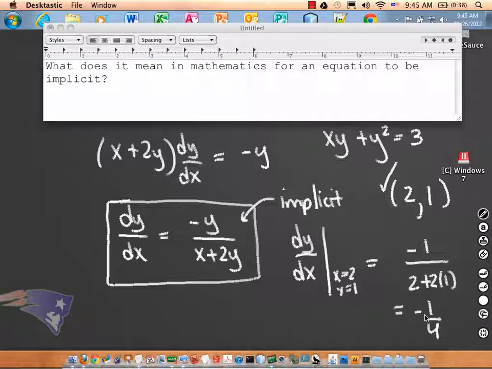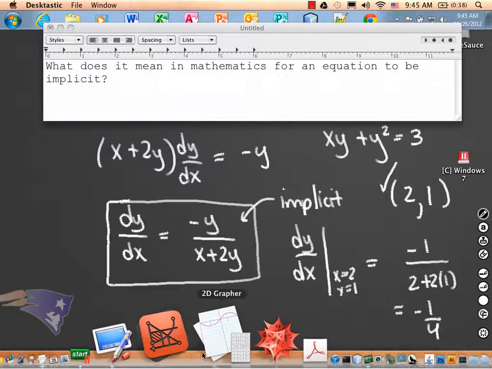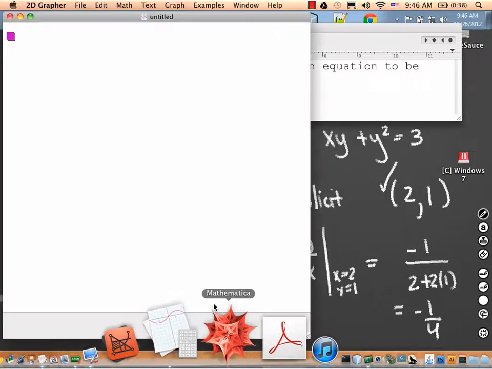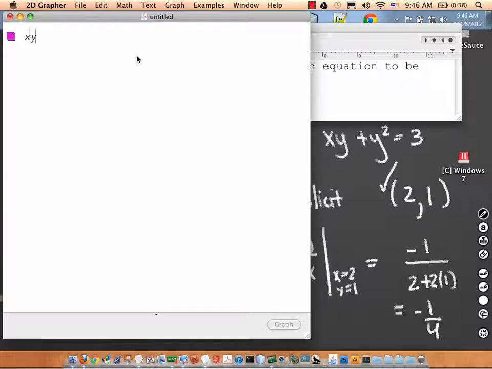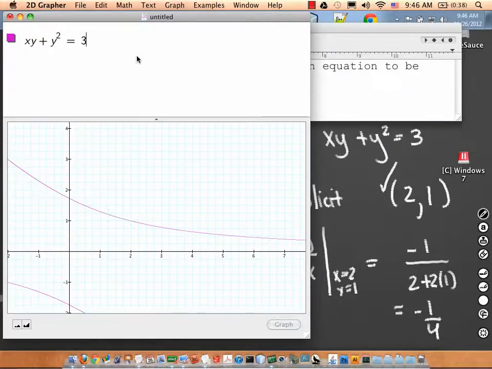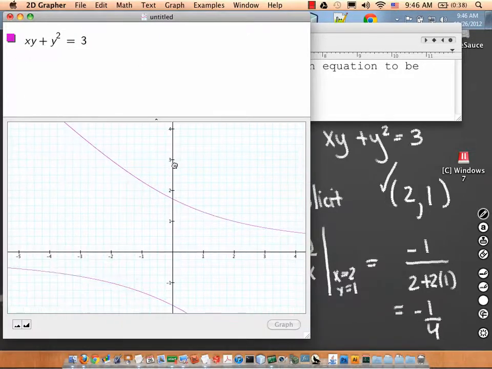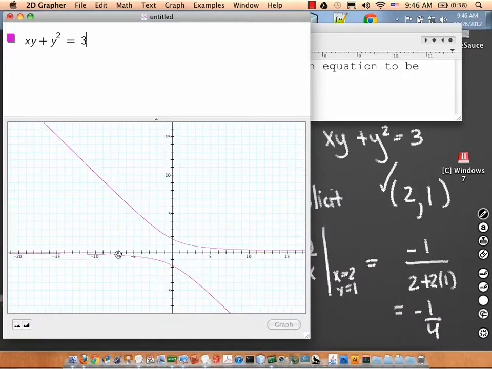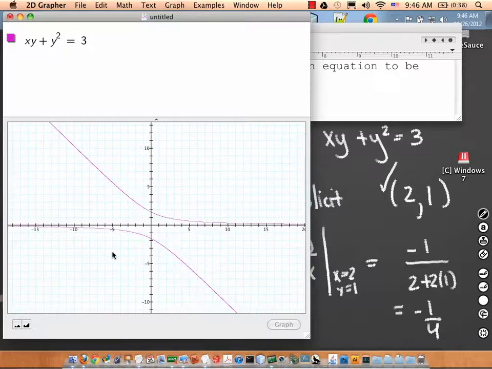So even though the equation is implicit, and different from what you're used to, it's exactly the same thing. Okay? And we're going to do a lot of practice with this. So let's see if my program can handle this. I'm going to go to my 2D grapher program and plug in xy plus y squared equals 3. Yep, there's the graph right there of the implicit equation.